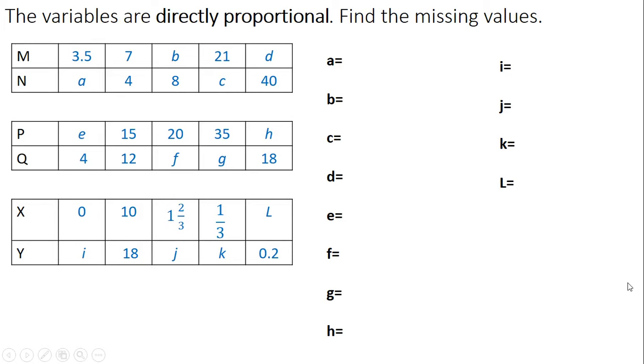So for these questions, what you need to do is use the fact that the variables are directly proportional and find the missing values of A, B, C, D, and so on.